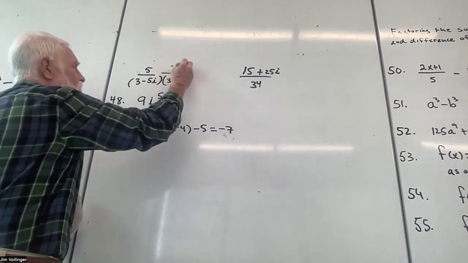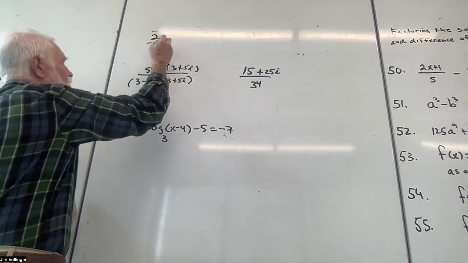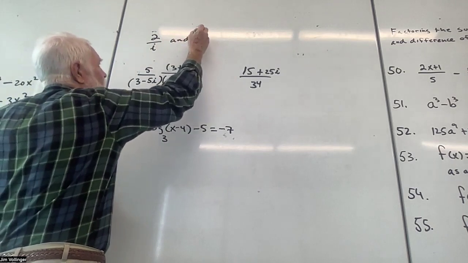Now, why do we do that? Well, it's awkward having it there. Say these two numbers, 2 divided by i and i divided by 2.